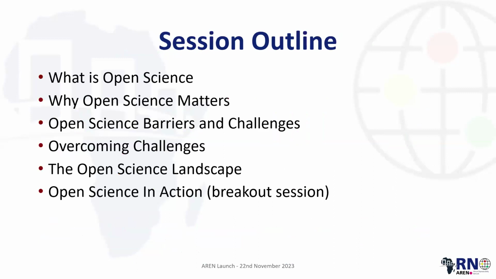So for the outlines of this session, we will talk about what is open science in the first place, why does it matter, and why is it becoming really important nowadays, and what are the barriers and challenges that sort of prevent the implementation of open science, and how we can overcome these challenges. And then we will talk about the landscape of open science, both globally and in Africa. And then we will have a breakout session where you'll be able to interact and brainstorm together about open science in action.